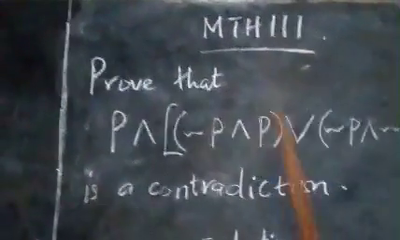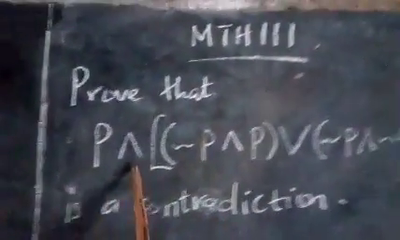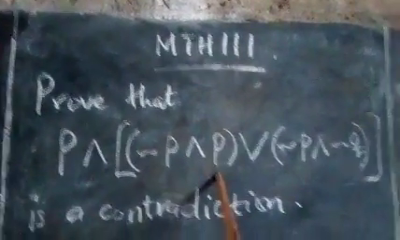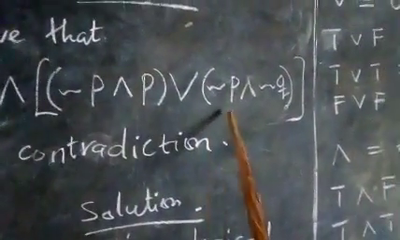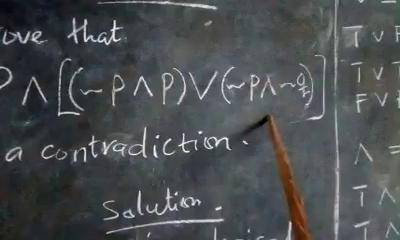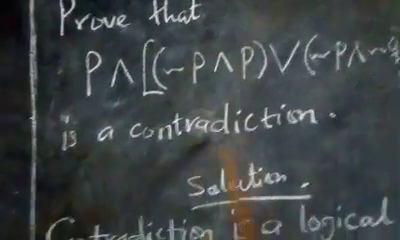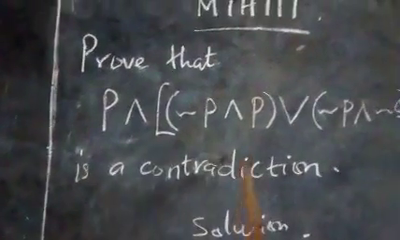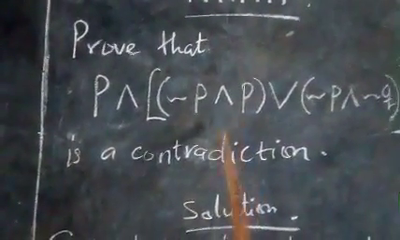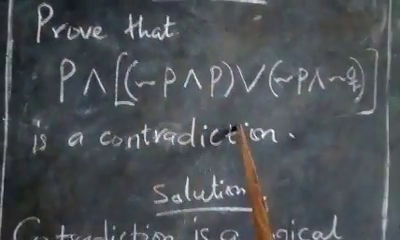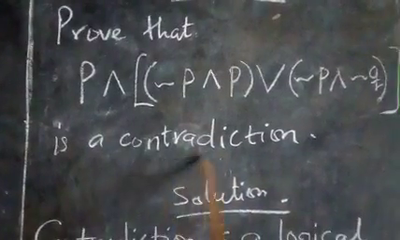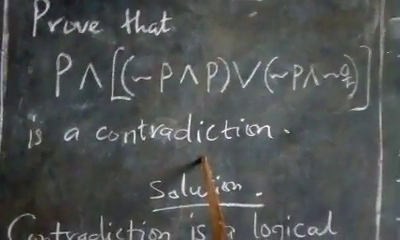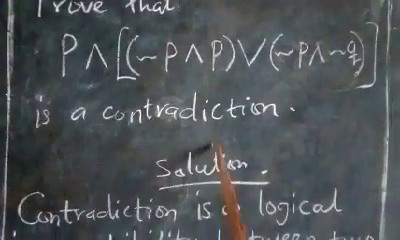Prove that P and negation P and P, or negation P and negation Q is a contradiction. The question here is asking us to prove that this expression on the board is a contradiction. Now, let us look at the solution step by step.